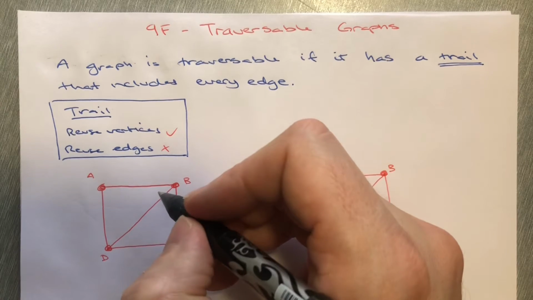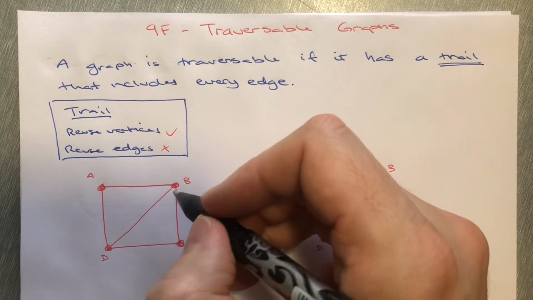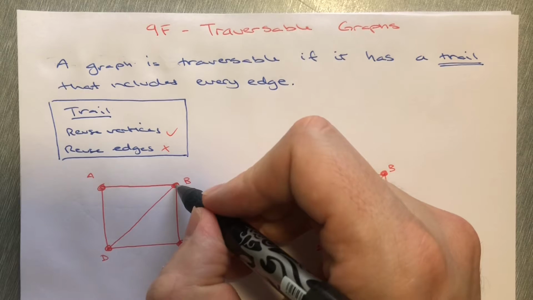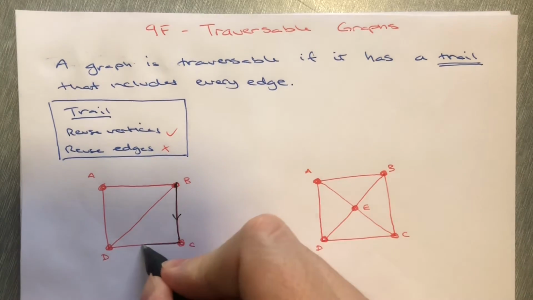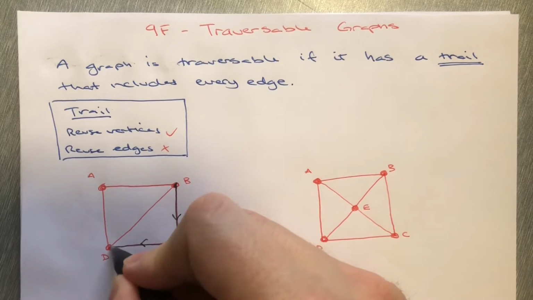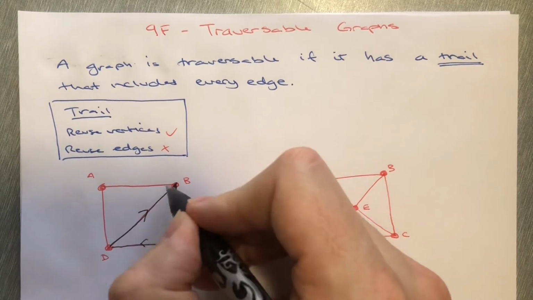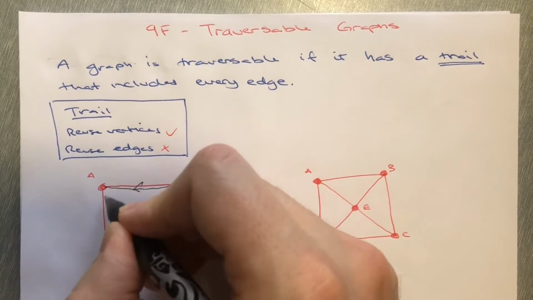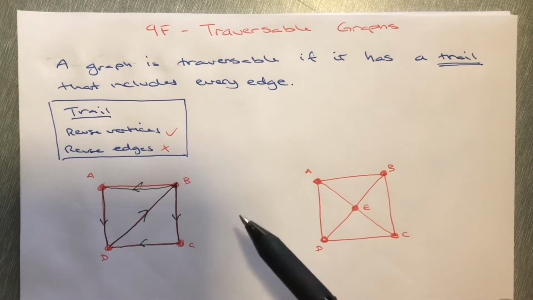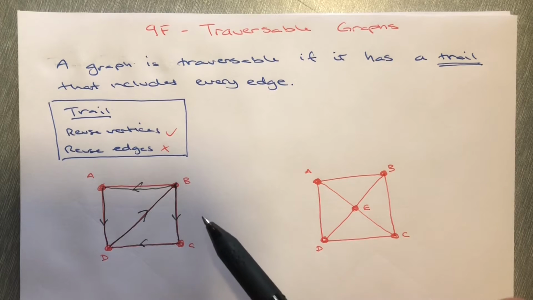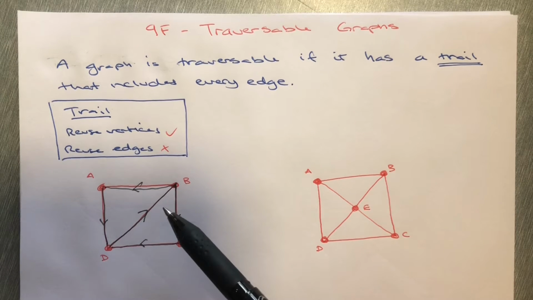Okay, so let me see. I might want to maybe start here. I can start at B. And if I go down here, then go here, then go here, and go here, and go here. Did you see how I just made a trail using every single edge? So that would mean that this graph is traversable.